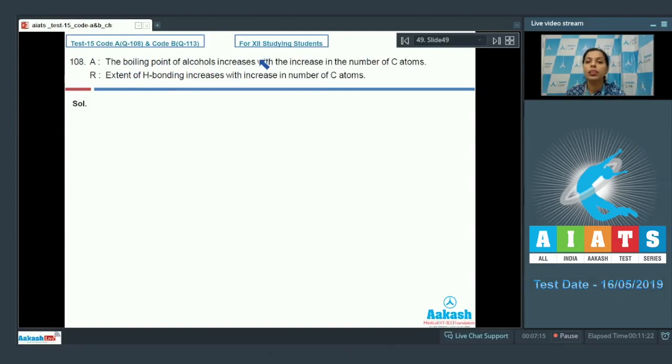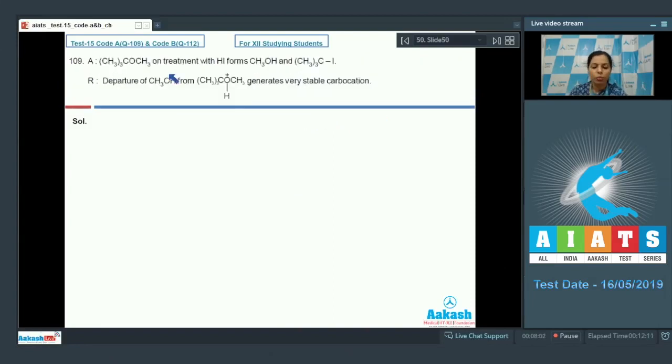Assertion: the boiling point of alcohol increases with increase in number of carbon atoms. This is a correct statement, because as the number of carbon atoms increases, van der Waals forces of attraction also increase, and that increases the boiling point. Further, the reason is: extent of hydrogen bonding increases with increase in number of carbon atoms. This is an incorrect statement, because the extent of hydrogen bonding increases with the number of hydrogen atoms directly attached to some electronegative atom like oxygen, nitrogen or fluorine. As the number of carbon atoms increases, the extent of hydrogen bonding decreases. So this statement is wrong. In this case, the assertion is correct, the reason is wrong. So which option do you need to choose? Option 3.